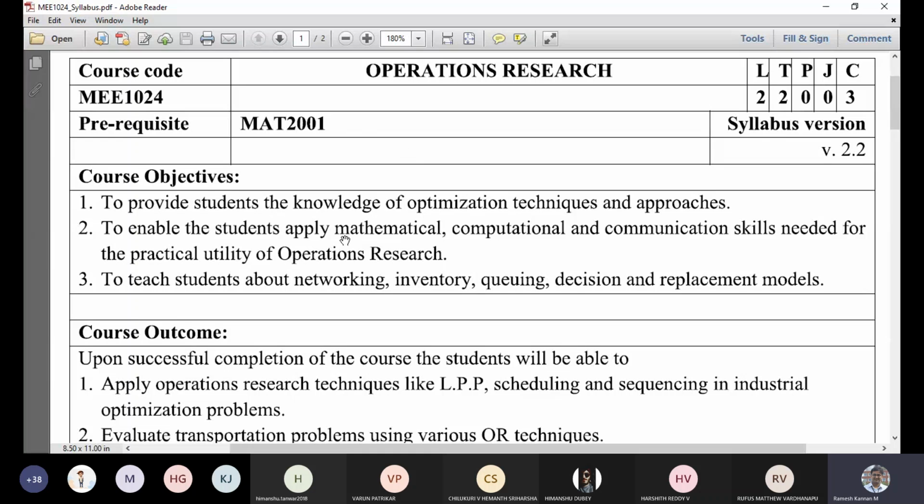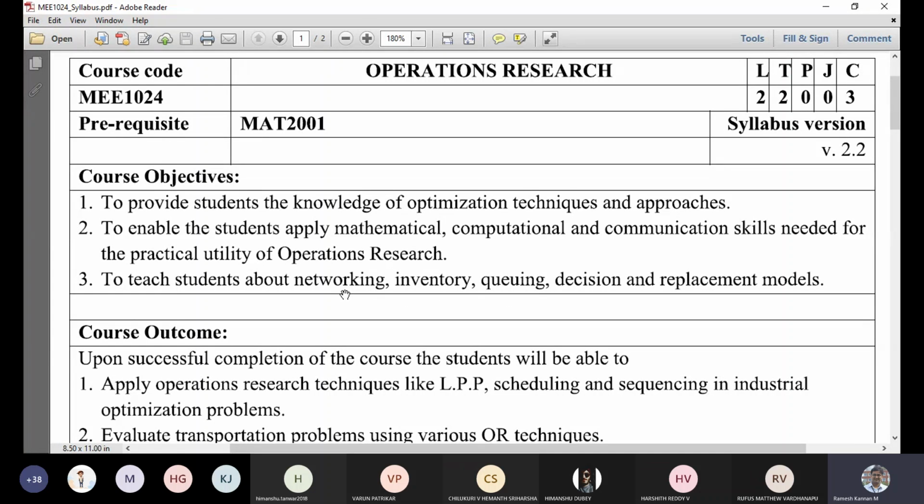Right. So this is a course objective. As I told you, it's optimization techniques, and we'll be using mathematics and computational skills. We'll also be interested in teaching you network methods, inventory and queuing. So these things will not only be useful for this course, but for your lifetime also.